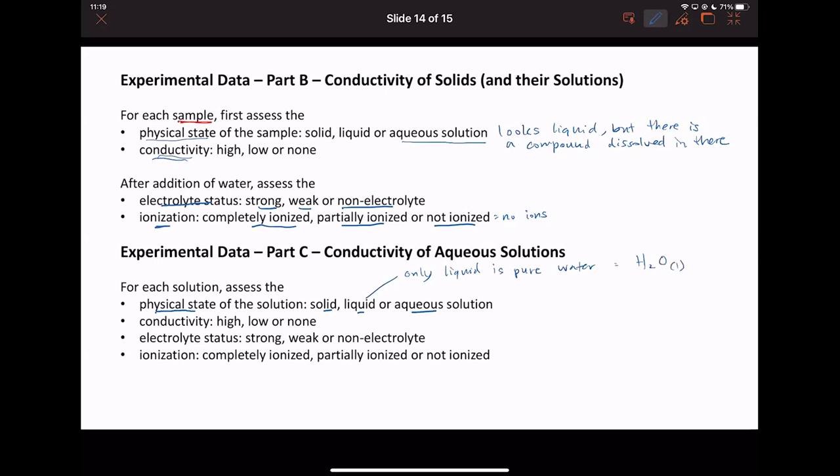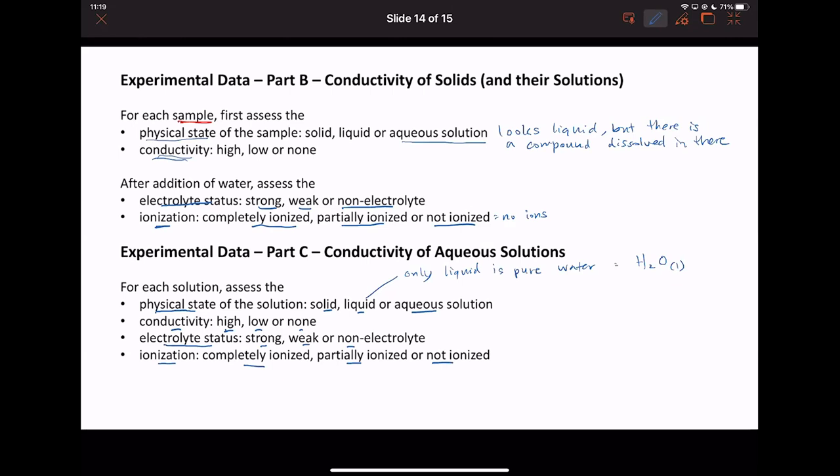But you have the same things for conductivity. You want to write that you have high, low, or none. So that's a lot of light, a little bit of light, or no light. You have the electrolyte status that goes along with it: strong electrolyte, weak electrolyte, or non-electrolyte. And then you have the ionization. It's either completely ionized, partially ionized, or not ionized.